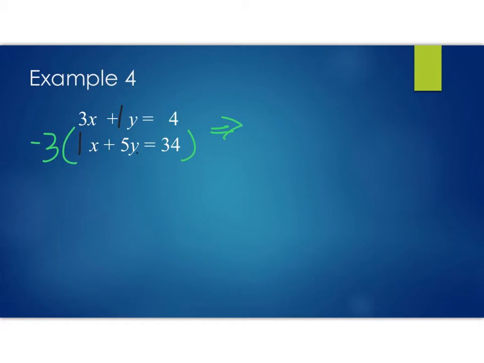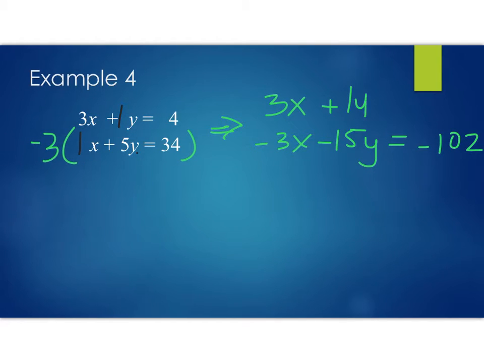And I'm going to write the result right next to it. I'll get negative 3x minus 15y equals negative 102. The top equation we didn't have to do anything to, I'm just going to recopy it. And then, remember, we're going to change this to an addition problem.